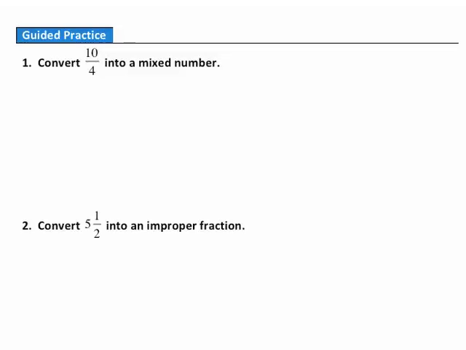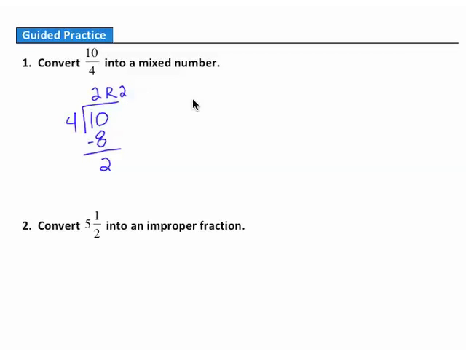Question 1. Convert 10/4 into a mixed number. To convert from improper fraction to mixed number, remember we divide. We're dividing 10 by 4. 4 goes into 10 2 whole times. 2 times 4 is 8. When I subtract, I get a remainder of 2.